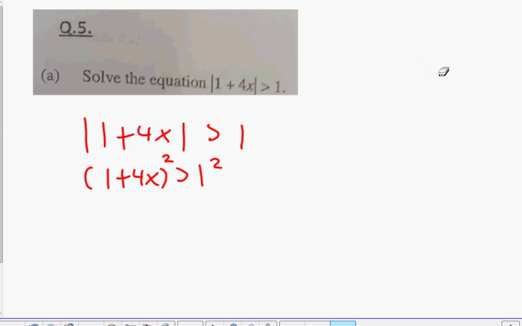If you had 5 is bigger than 3, let's say, what would happen if you squared both sides? 25 is bigger than 9. Okay? Both sides are positive, aren't they? Which has to be positive though, doesn't it? Because moduluses are always positive, right? So that's grand.